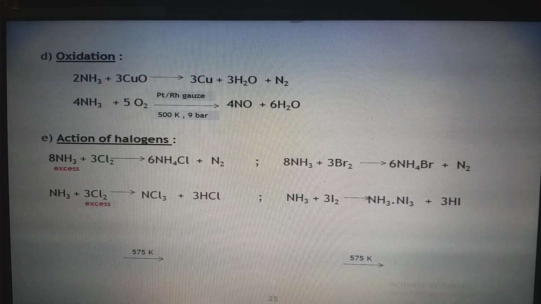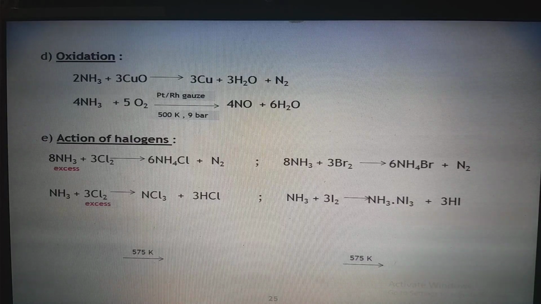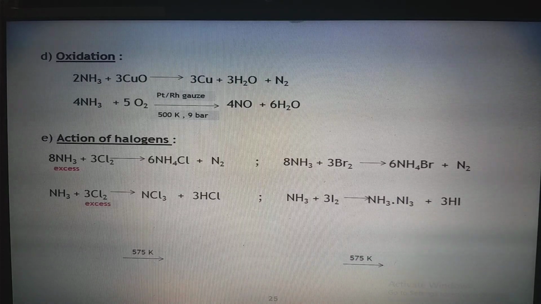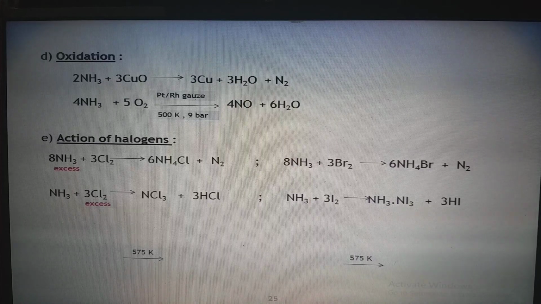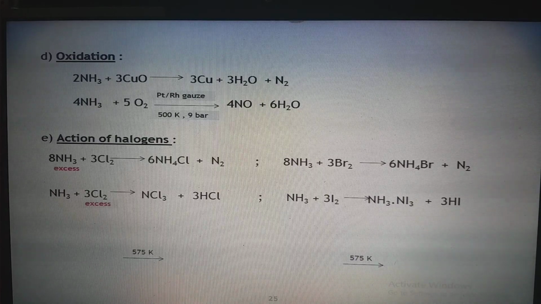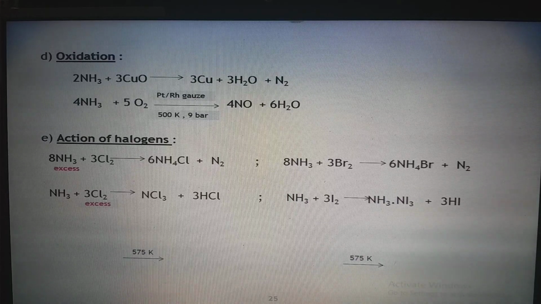In the same reaction, if chlorine is taken in excess, then the products are NCl3 plus 3HCl. With bromine, ammonia reacts in excess to produce ammonium bromide and free nitrogen. Ammonia reacts with iodine to give NH3.NI3, a sort of addition product. NH3.NI3 is relatively unstable and it readily decomposes to liberate free iodine.